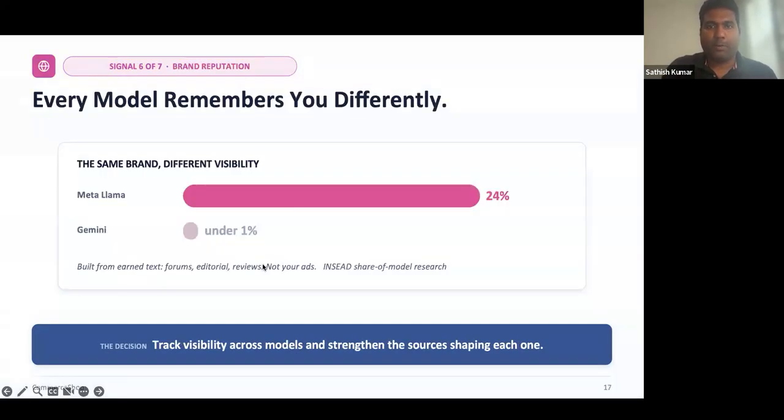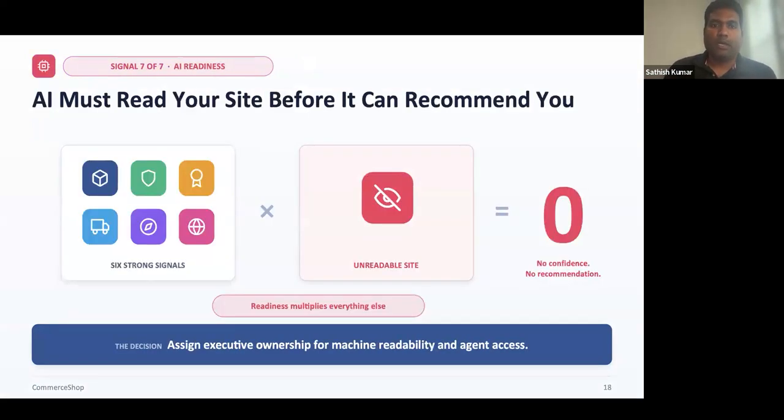And as I said, brand reputation, not only about your brand but even the product. It will try to collect information across all the sites like Meta, review sites, all these things. So product reputation and brand reputation matter. It collects all this information. And as I said, AI readiness is important.